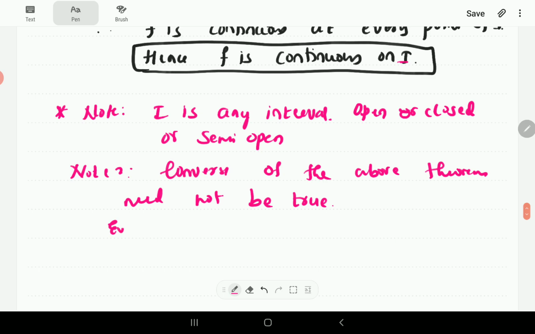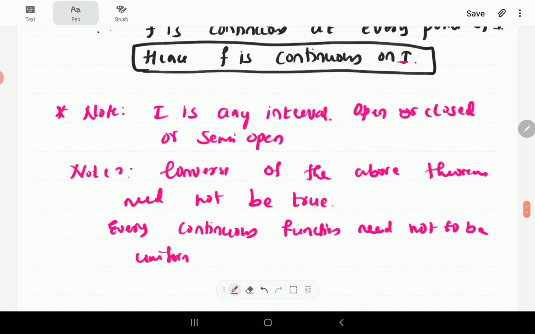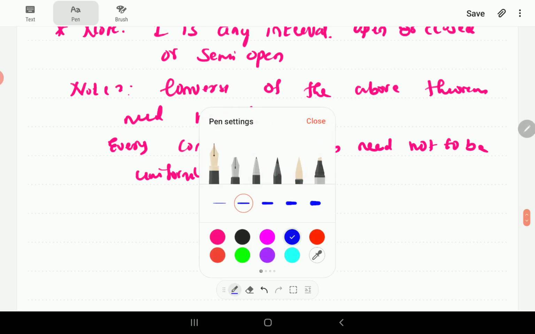So every continuous function need not be uniformly continuous. Otherwise we know that a uniformly continuous function is continuous, whereas a continuous function need not be uniformly continuous. We can give an example for this and check it.